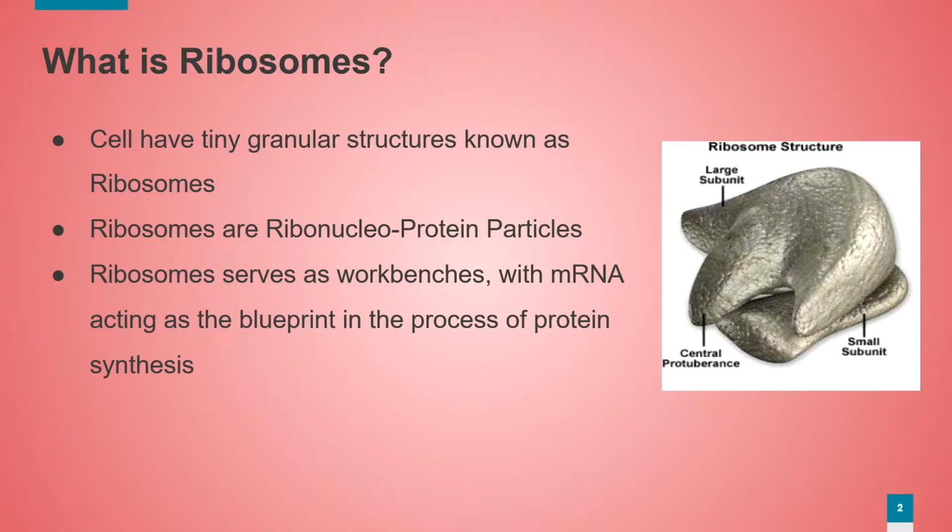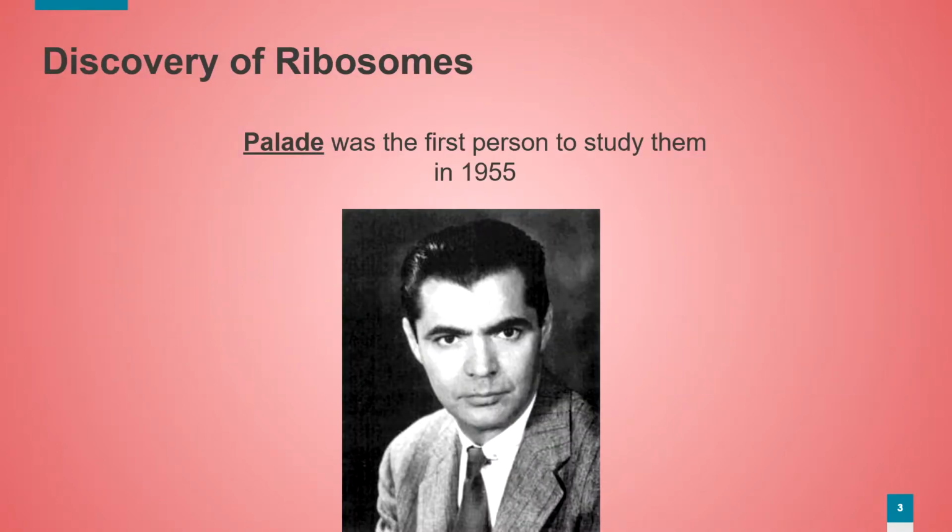What is ribosome? Cells have tiny regular structures known as ribosomes. Ribosomes are ribonucleoprotein particles. Ribosome serves as a workbench with mRNA acting as the blueprint in the process of protein synthesis. Discovery of ribosome: Palade was the first person to study ribosome in 1955.